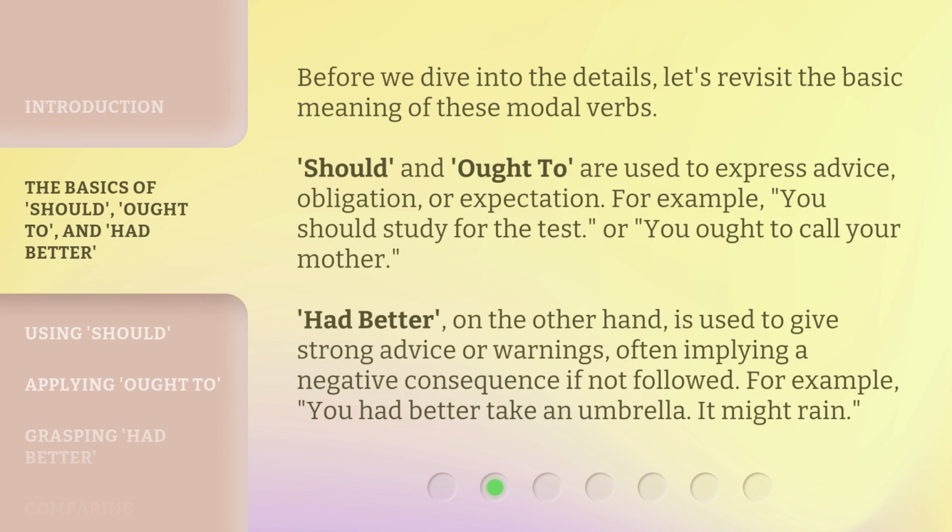Before we dive into the details, let's revisit the basic meaning of these modal verbs. Should and ought to are used to express advice, obligation, or expectation. For example, you should study for the test. Or, you ought to call your mother. Had better, on the other hand, is used to give strong advice or warnings, often implying a negative consequence if not followed. For example, you had better take an umbrella. It might rain.